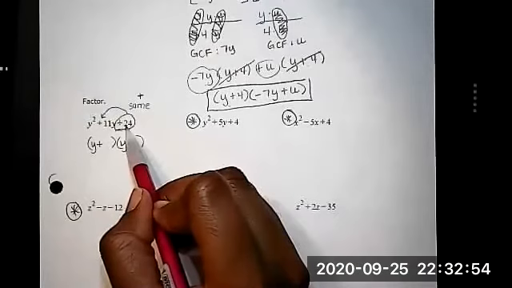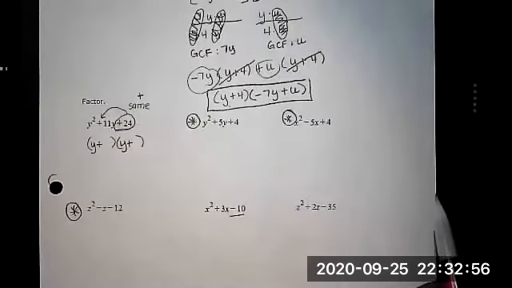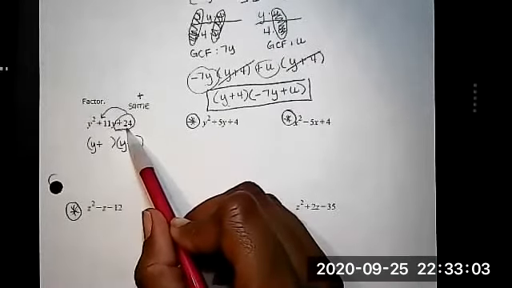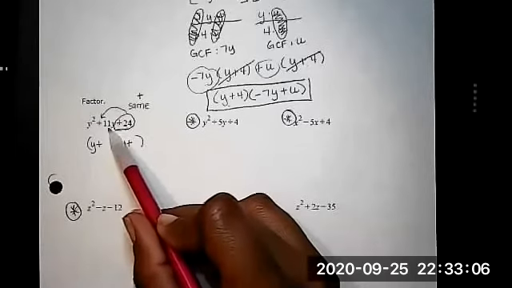So what are your multiples of 24 that add to give me 11? 24 is 2 times 12. 2 times 12 is 24, yes, but 2 plus 12 is 14. So it's not going to be that.